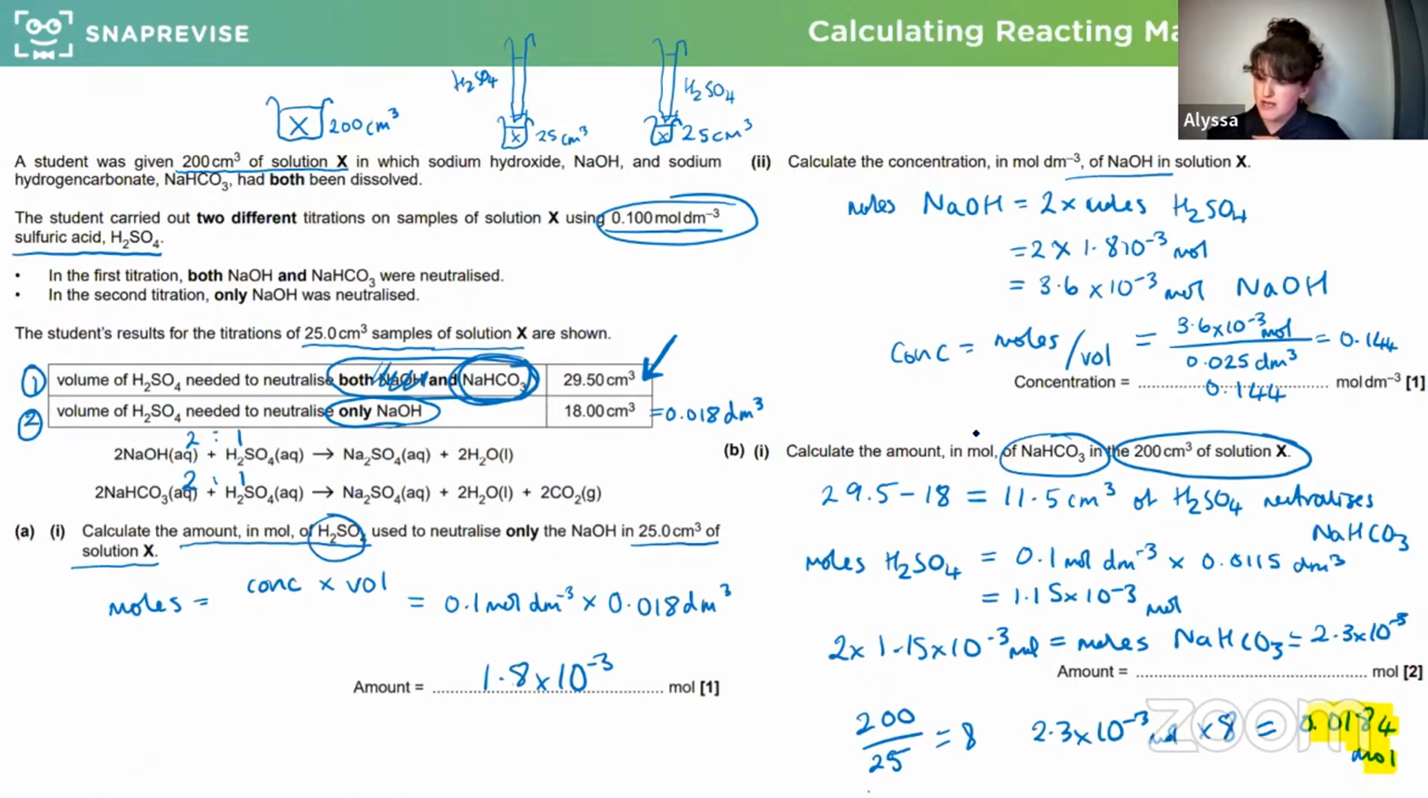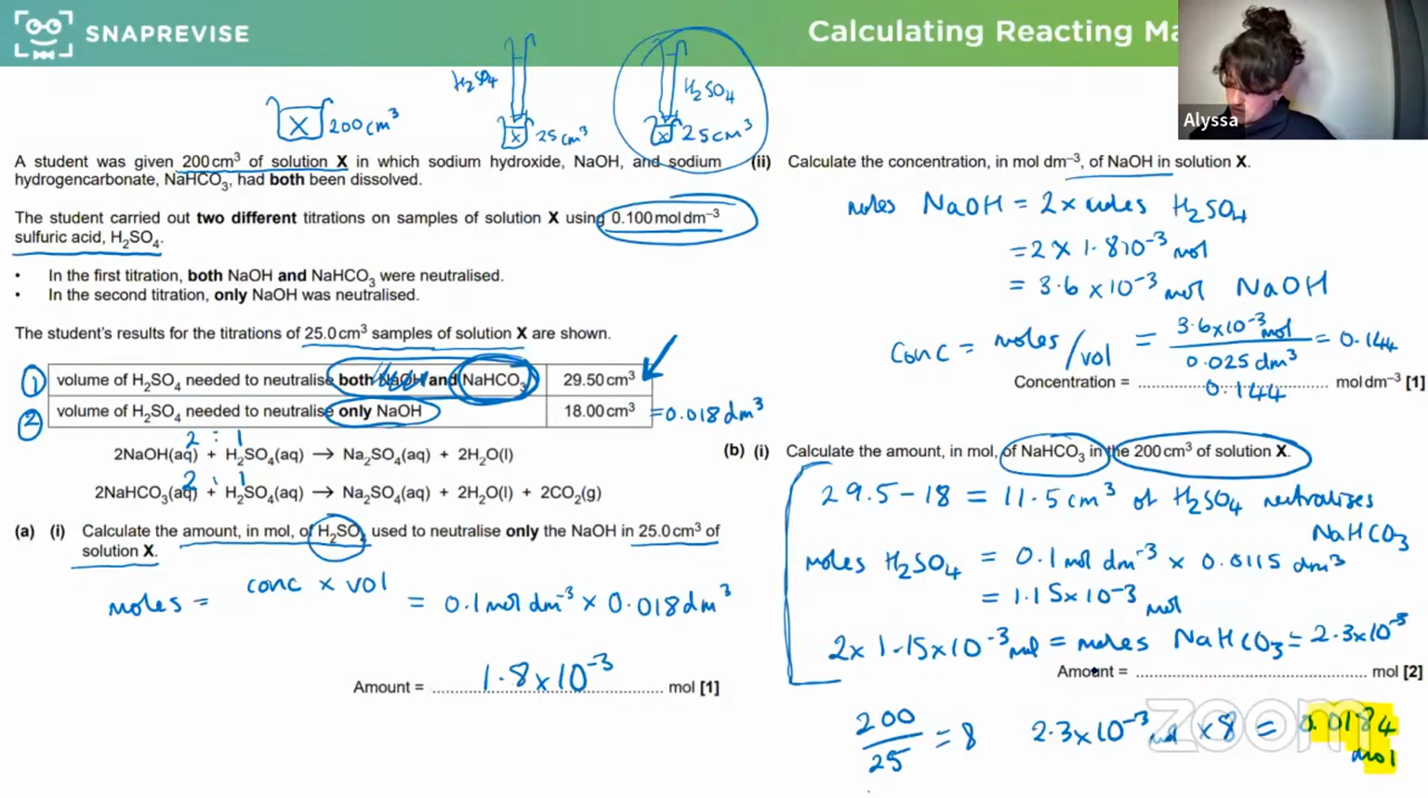So Gabriella, they asked us for the amount in moles in 200 centimeters cubed of solution X, but these numbers we were using up to that point were for a titration which only used 25 centimeters cubed. So we found out the amount in moles in 25 centimeters cubed. So we then need to scale it up to 200 because that's what they've asked us for in the question. Let me know if you're not happy with that.